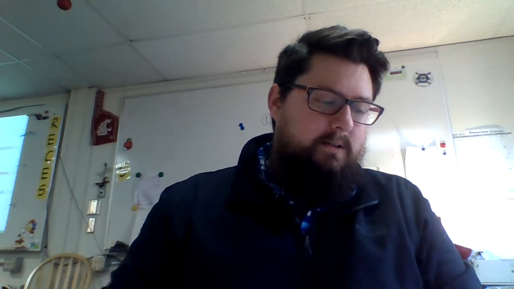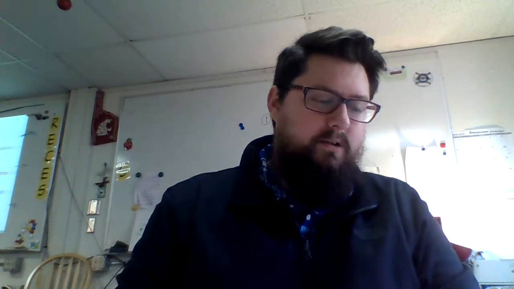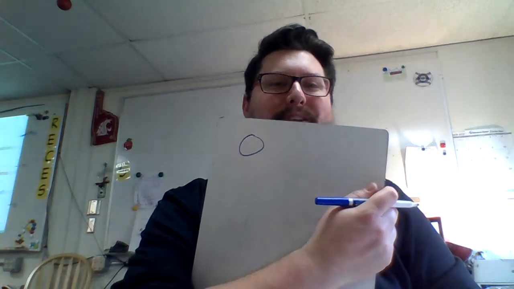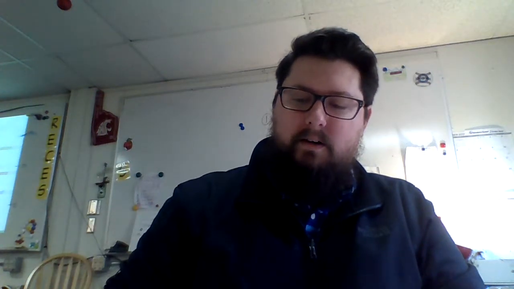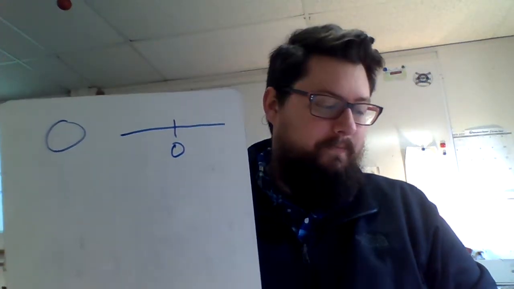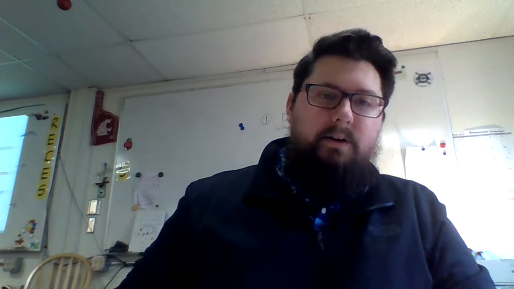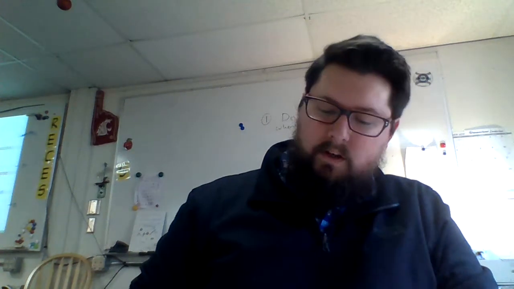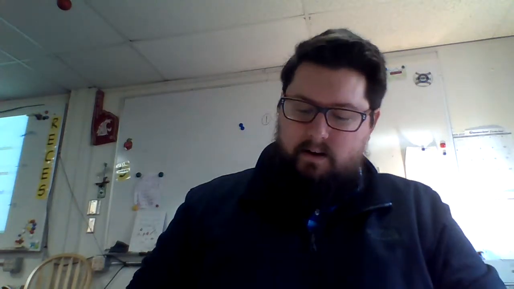For the first one, it says, open a bank account with $0. What integer should you write? Hopefully you said 0. 0 is an integer. And we can just model that on a number line like so. And let's go through this fairly quickly. Make a $150 deposit. What is the integer involved? Hopefully you said 150.